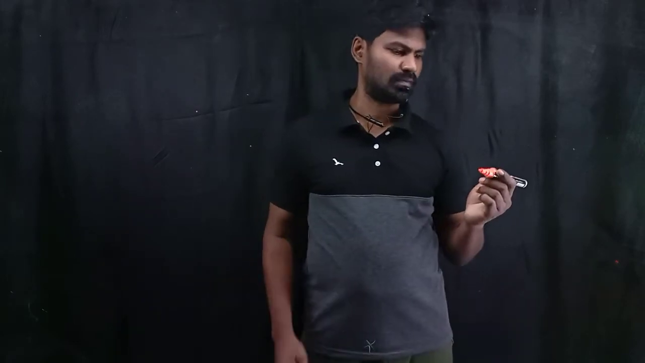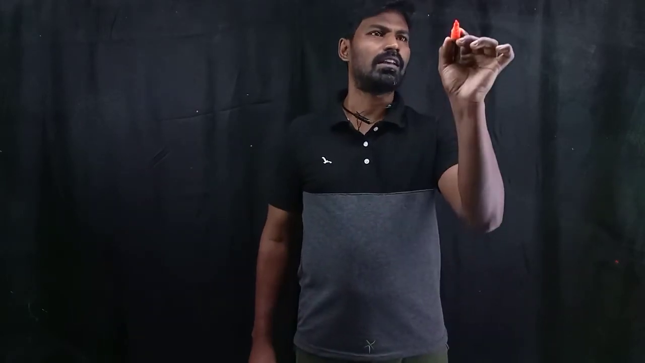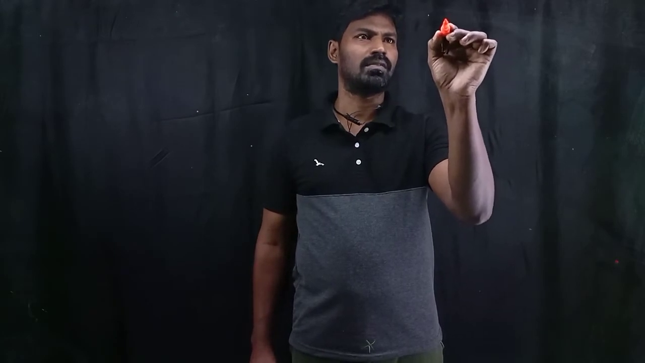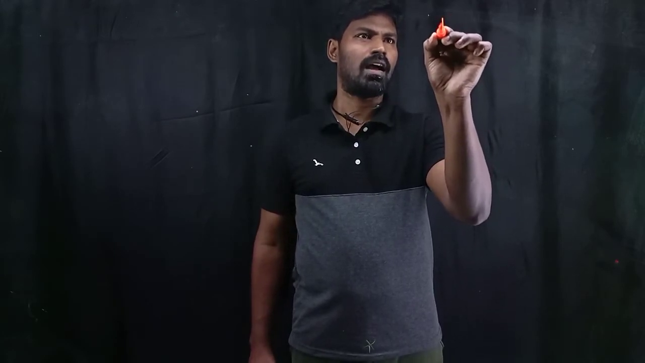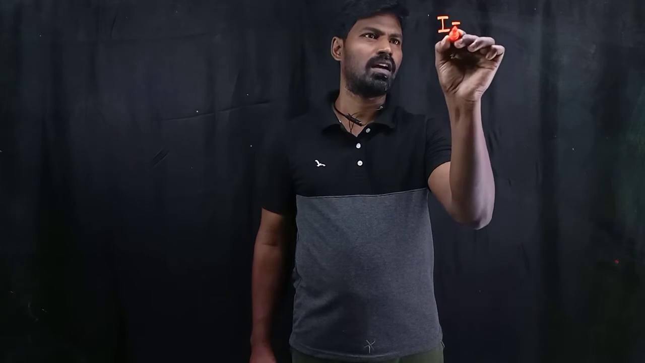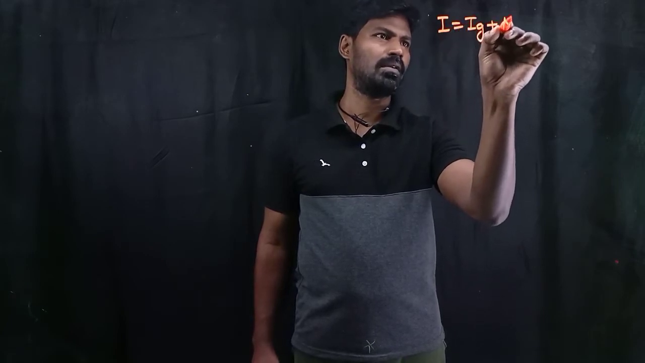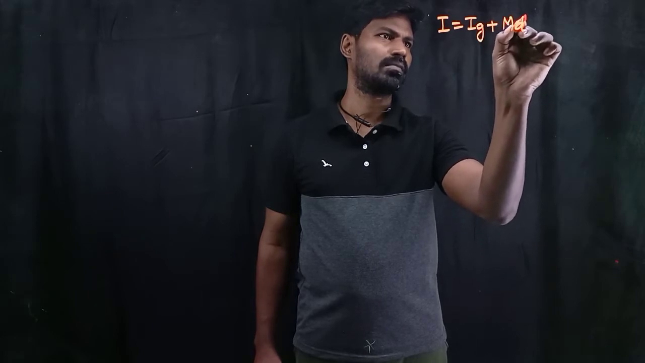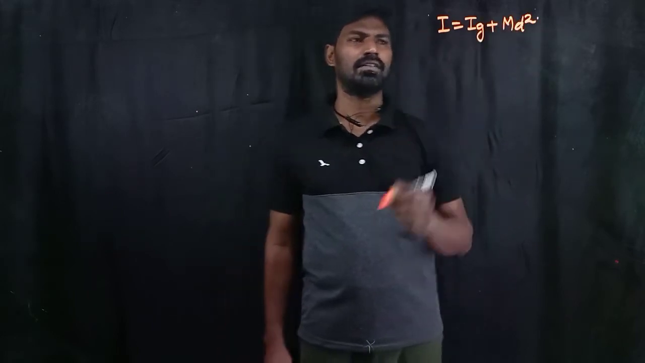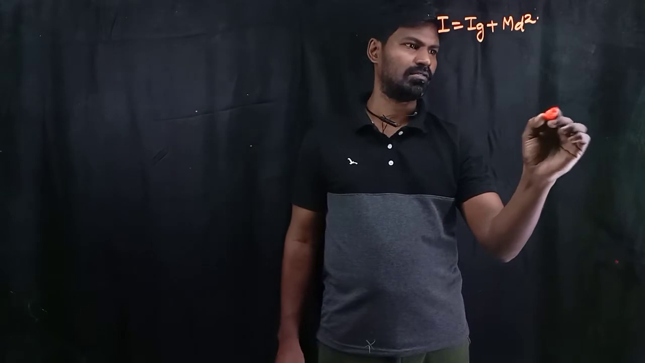So first, I would like to consider parallel axis theory. First, I will explain to you what the definition is. I is equal to Ig plus m into d square. I will tell you what each and every term signifies here.